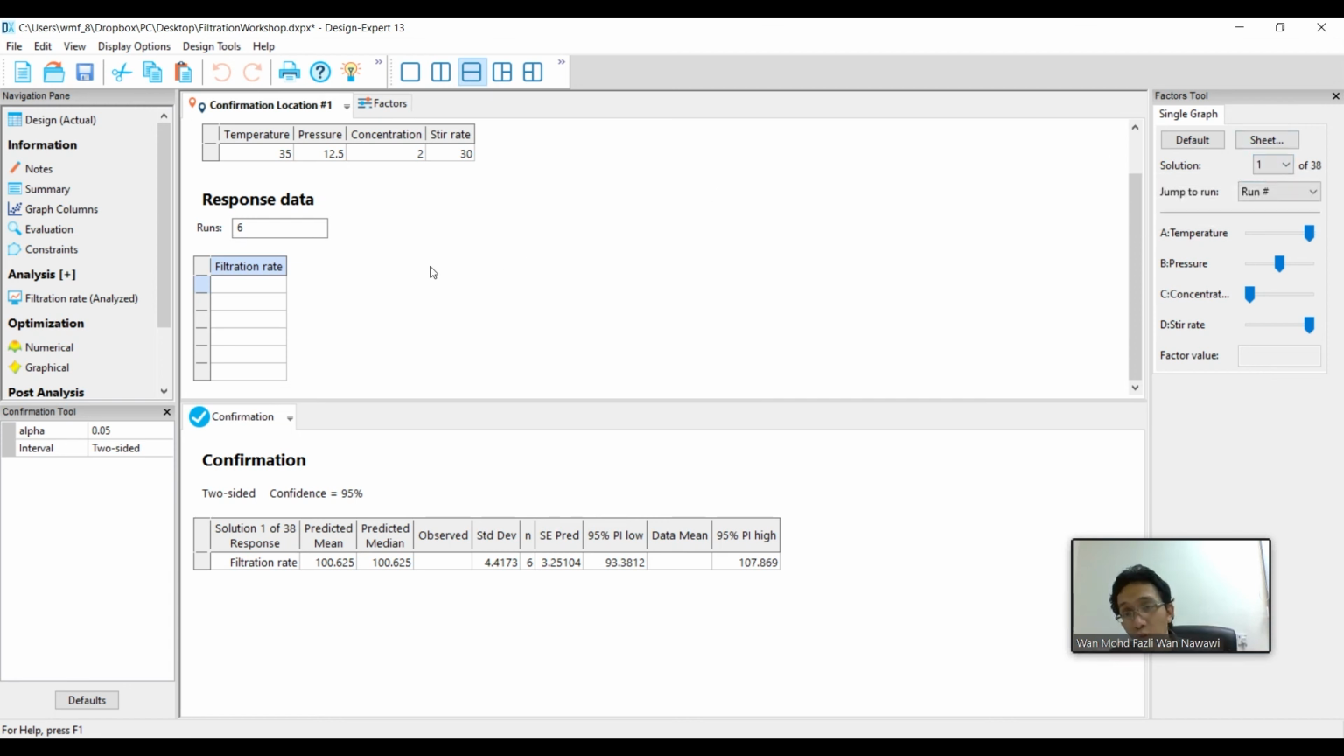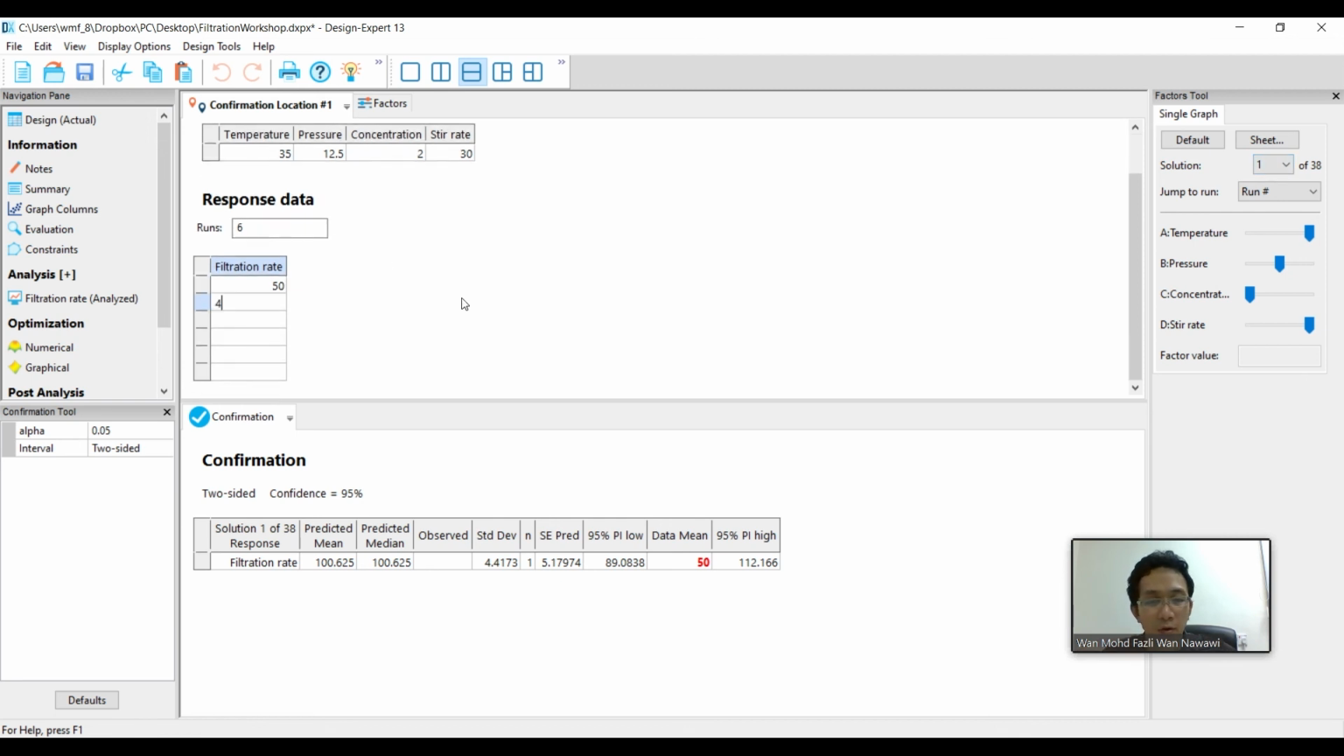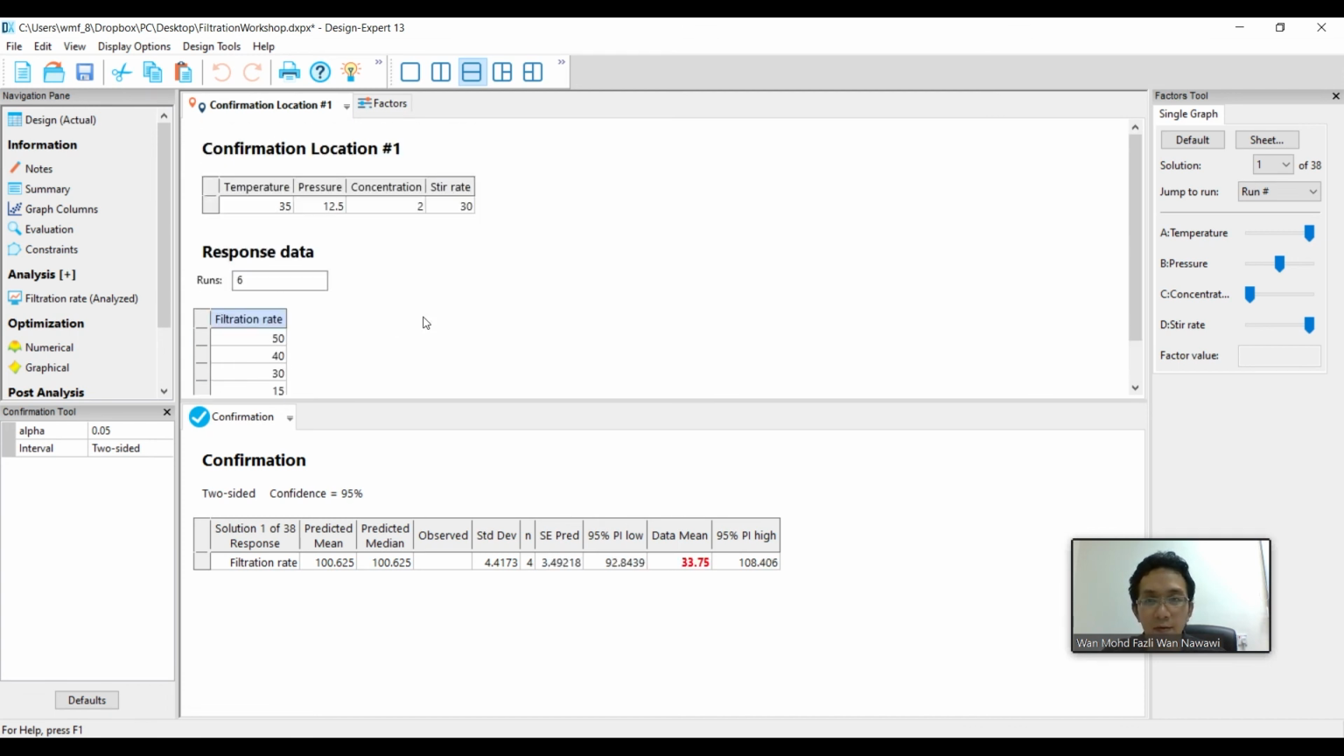Let's say you run this solution and you get a value around 40 instead of the prediction around 100. This is predicted. But let's say you get 50, and then you run the second solution. Let's say you take another solution here, you run that, and you get, let's say, 40. Then you run again, you get 30, then 15, then 37, and then, let's say, 80.